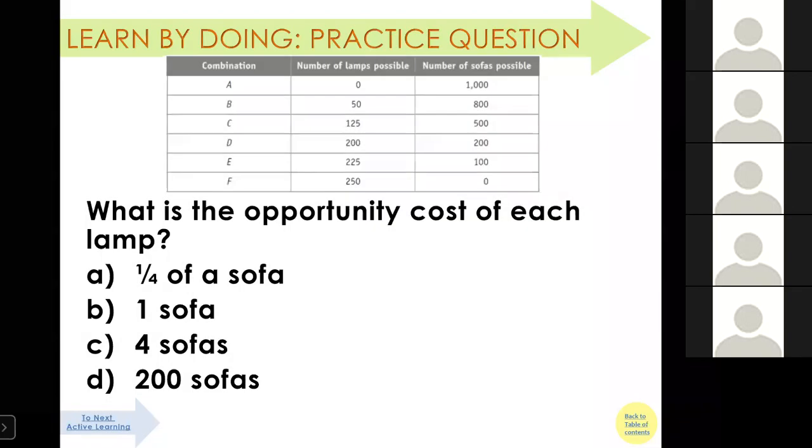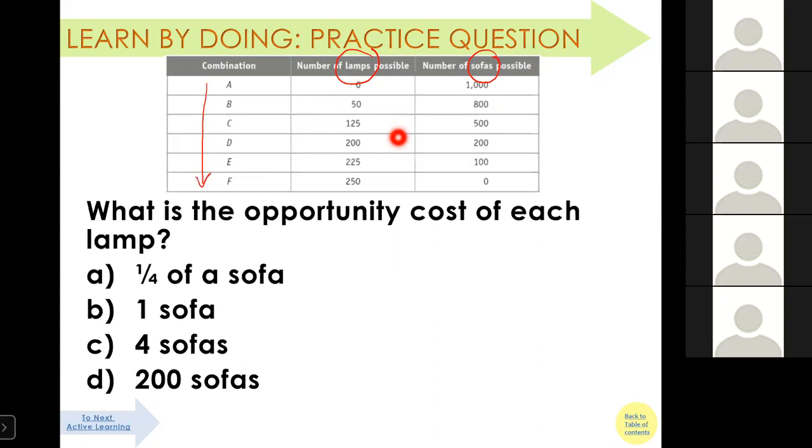All right. Let's look at another practice question. We have another economy. This economy produces 2 goods. Remember again, 2 represents more, so here 2 just represents the many other things you can produce. This economy can produce either lamp or sofa. This table tells you all the possible combinations of the 2 goods, from A to F. As we move down the table, the more lamps we produce, the more sofas we give up. Now the question is, what is the opportunity cost of each lamp?